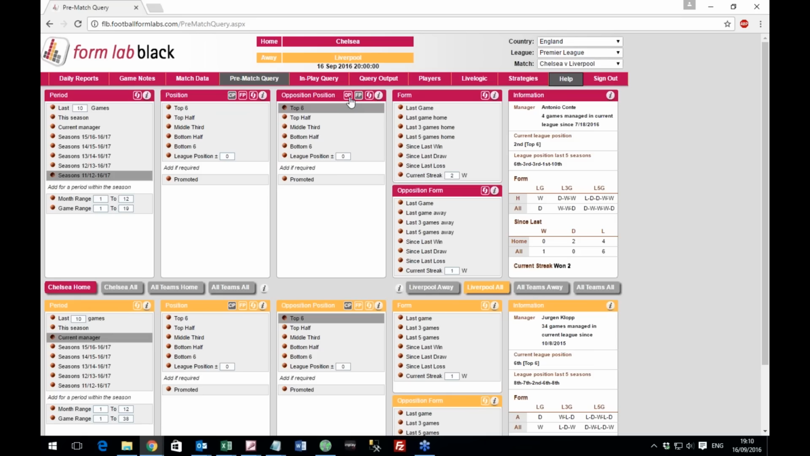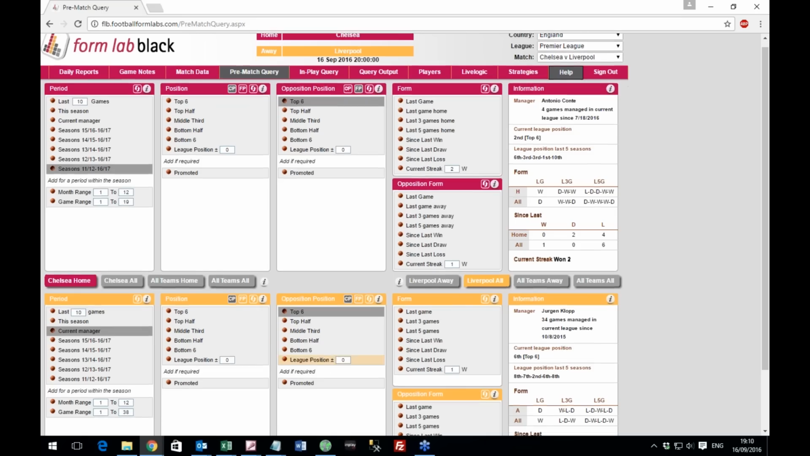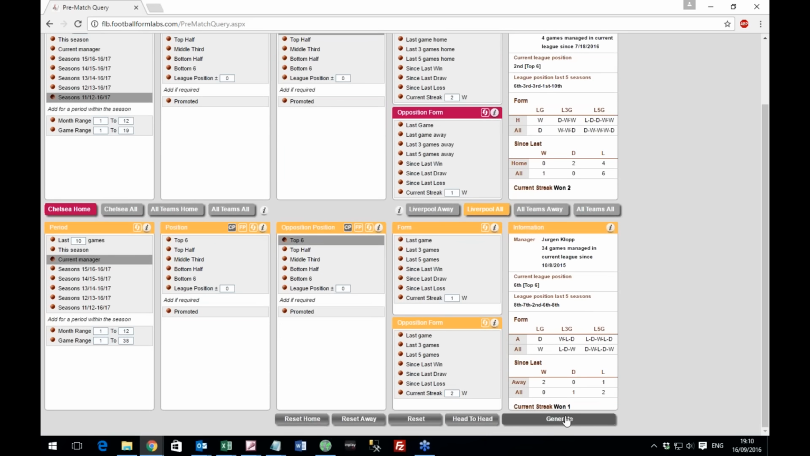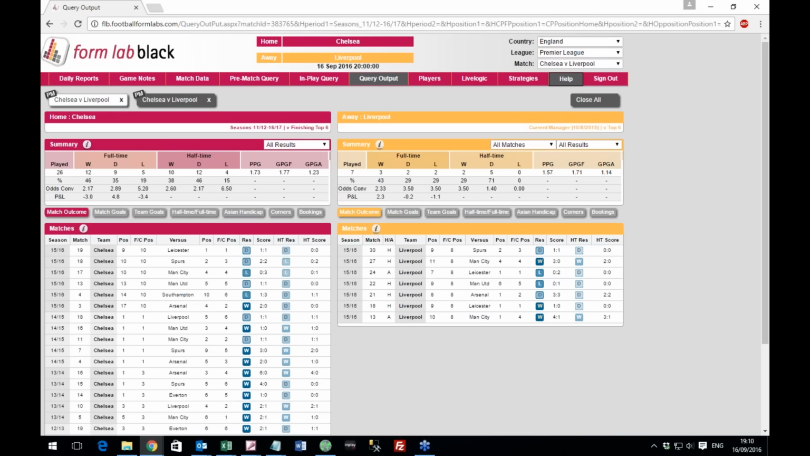If this Liverpool team are as good as people are saying, how have Chelsea done hosting teams that have... We're going to, rather than look at current position, so the games where they were against teams that are currently in the top 6, look at the finishing position, and we're just going to look at home. So this is going to be 2 completely different queries for the home and the away team. Pull this up here.